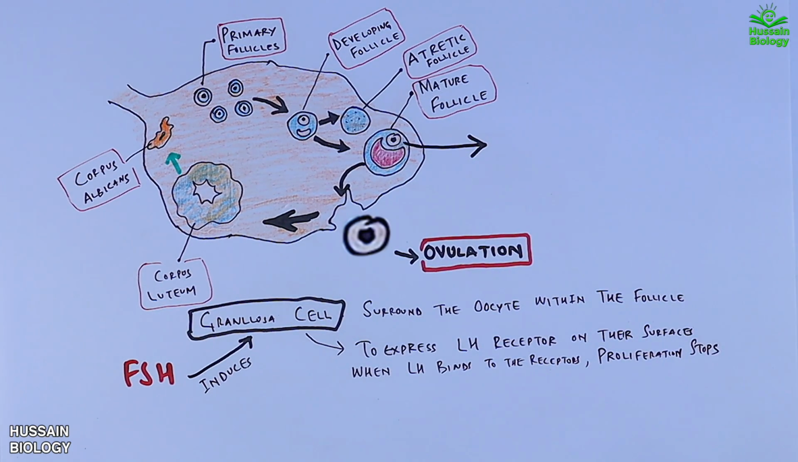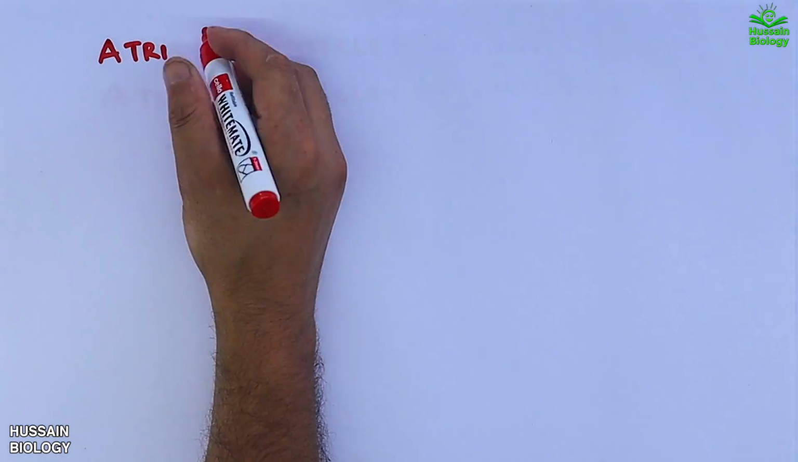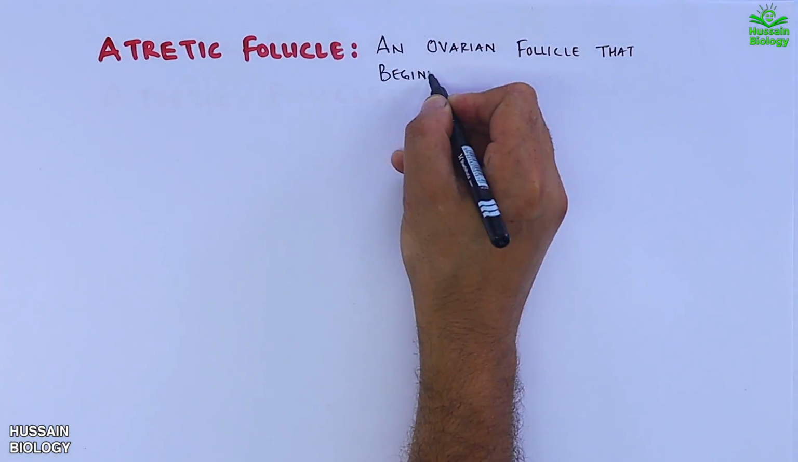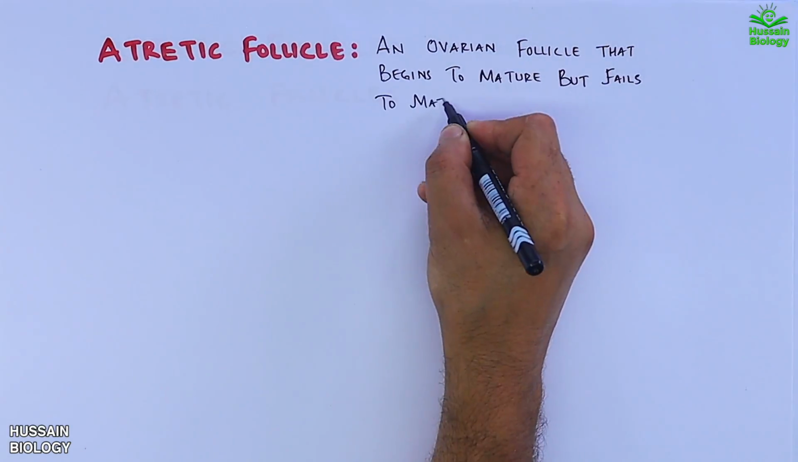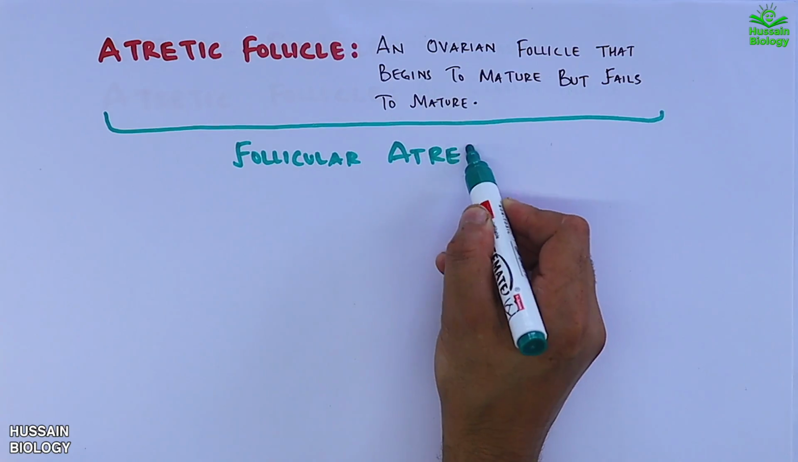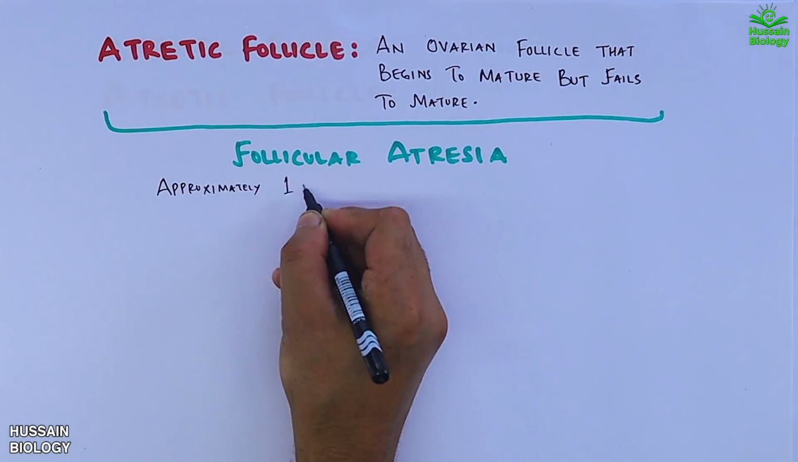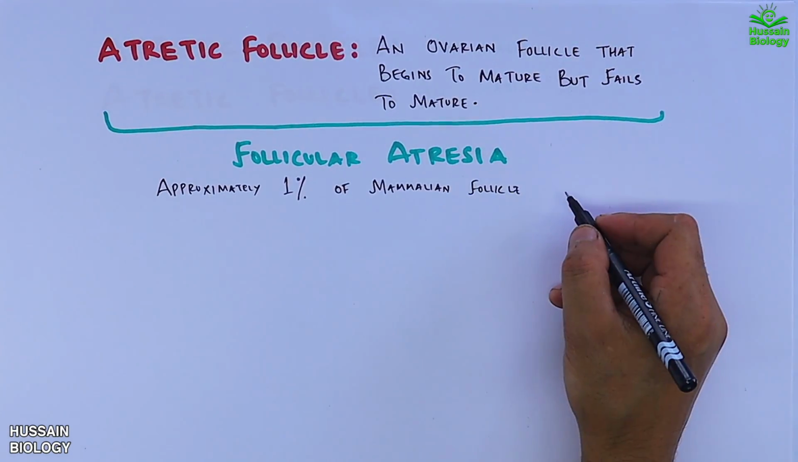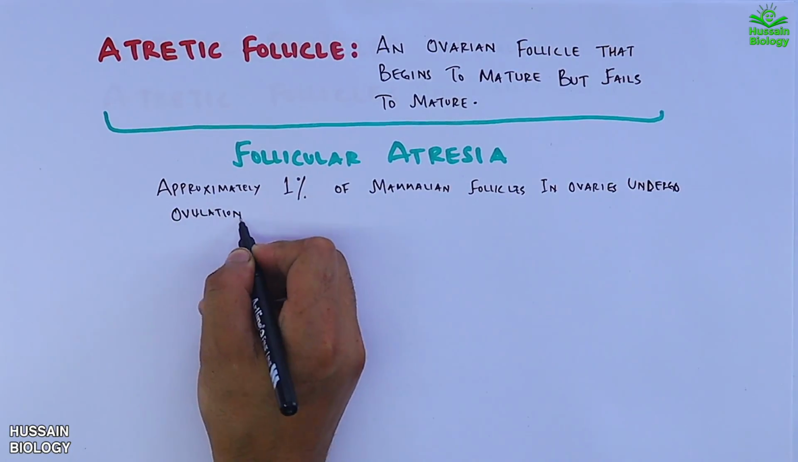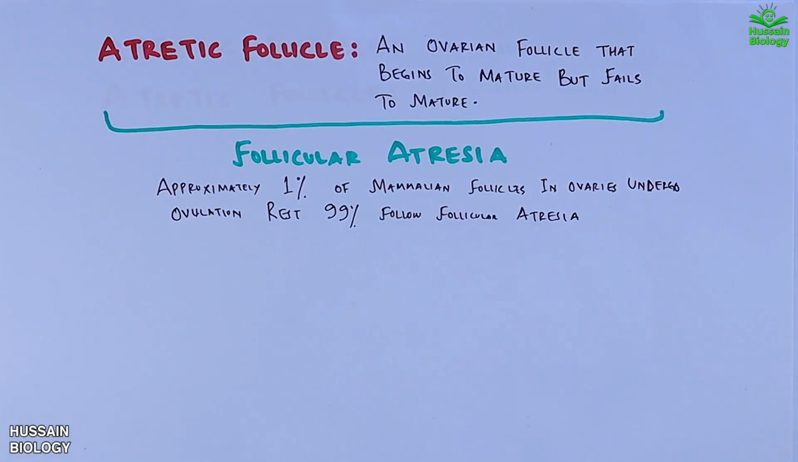The second important structure in this process is the atretic follicle. It's an ovarian follicle that begins to mature but fails to mature, and this process is termed follicular atresia. Approximately 1% of mammalian follicles in the ovaries undergo ovulation, and the rest, 99%, follow follicular atresia.